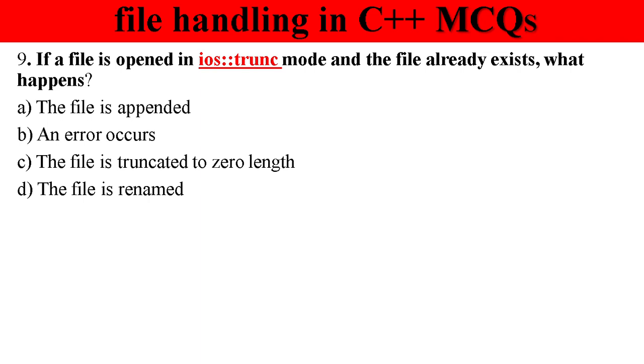Question number 9. If a file is opened in ios::trunc mode and the file already exists, what happens? A. The file is appended. B. An error occurs. C. The file is truncated to 0 length. D. The file is renamed. If the file is opened in trunc mode and the file already exists, the file is truncated to 0 length. The correct answer is C.